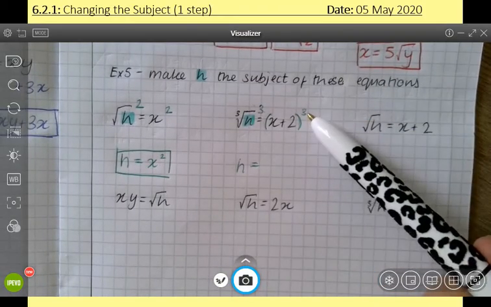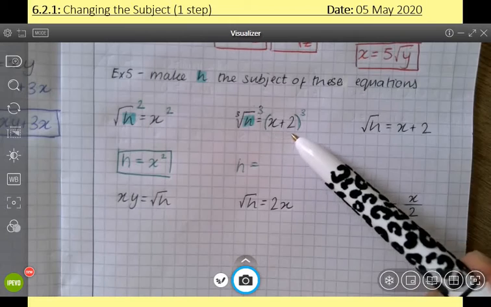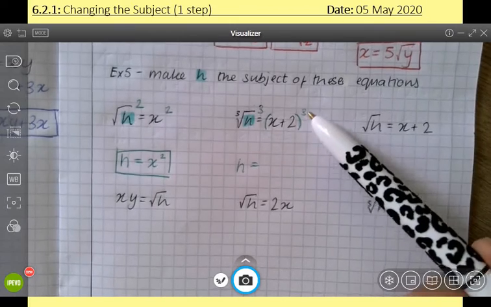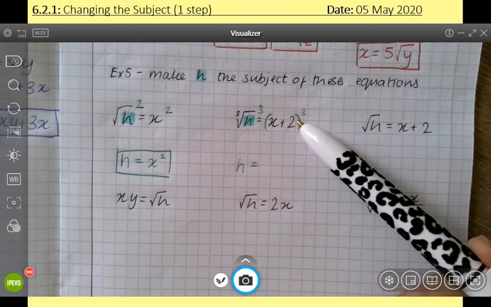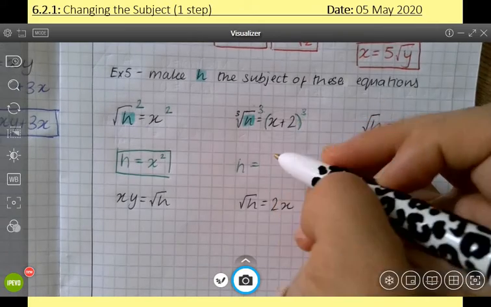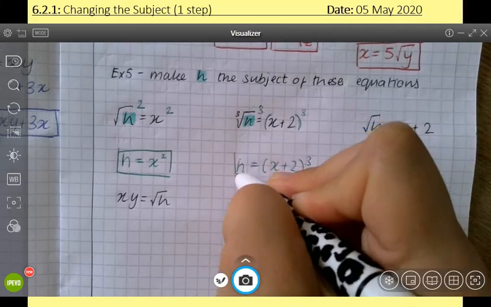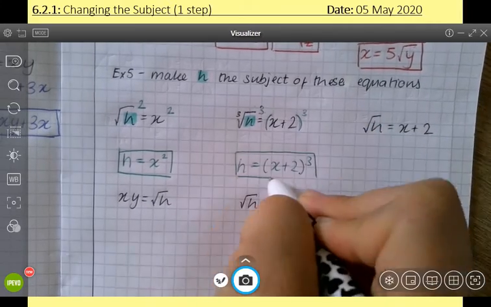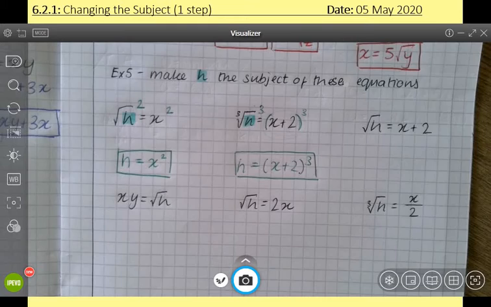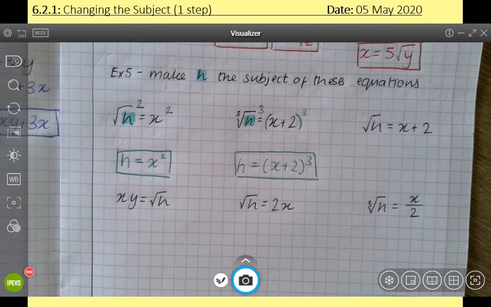So I have to cube everything on this side, not just the 2. Without these brackets, you're only cubing the 2. So we have x plus 2 all cubed is the answer to that question. h equals x plus 2 all cubed.